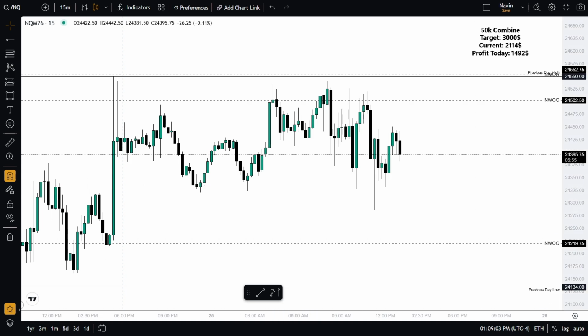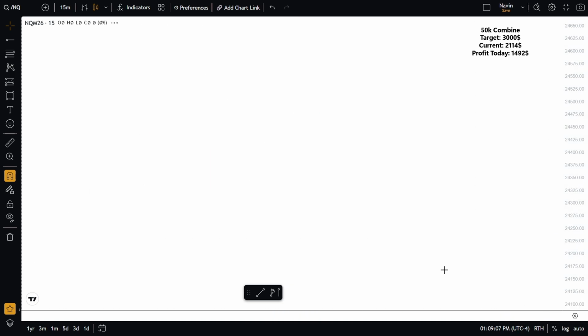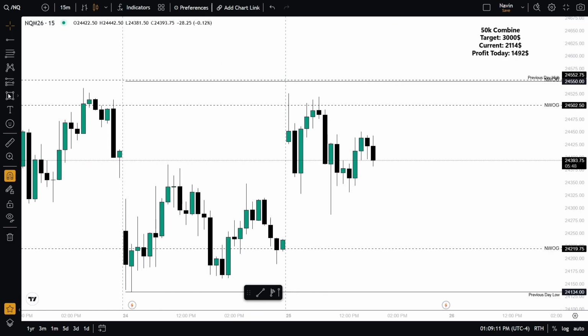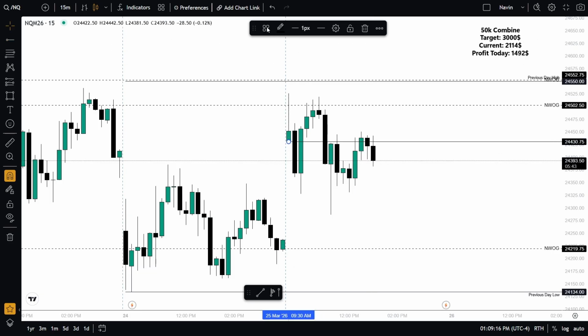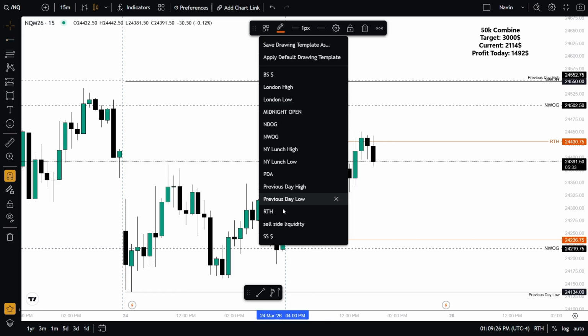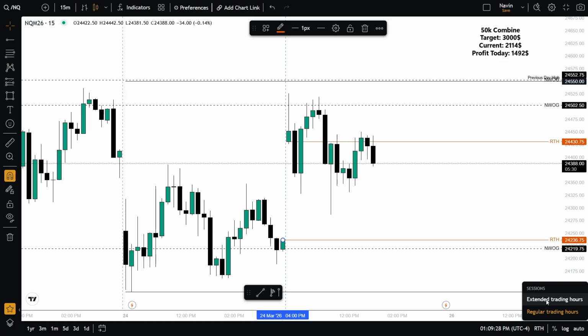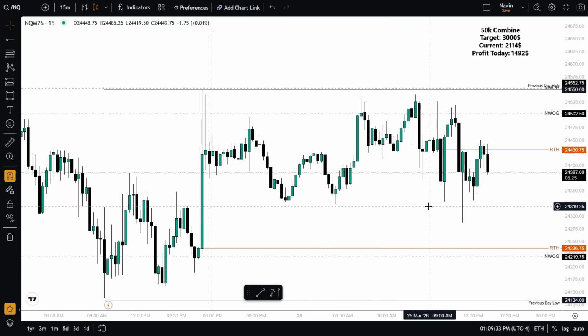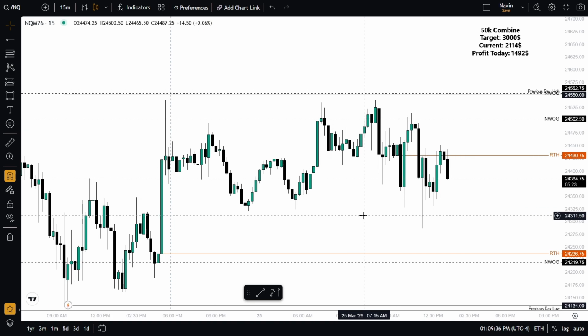Other than that, we will have a look at the regular trading hours. As we can see here, this is the RTH opening, which is the 9:30 opening. I will just mark these out. What I'm trying to do is show the trade which I took, so I will just show it out.